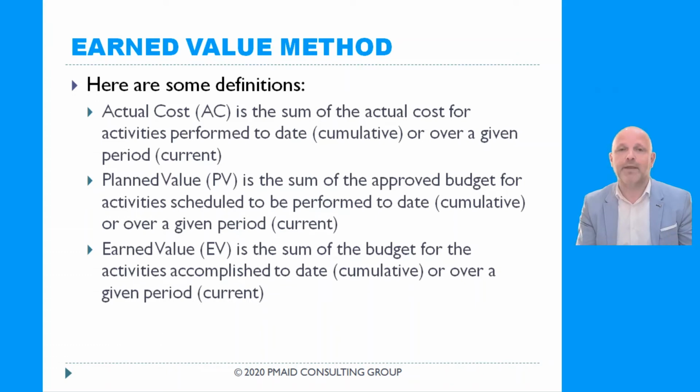Once again, actual cost is what we spent on what we accomplished. Planned value is what we were planning to spend on what we were planning to accomplish. And the earned value is what we were planning to spend on what we did accomplish.